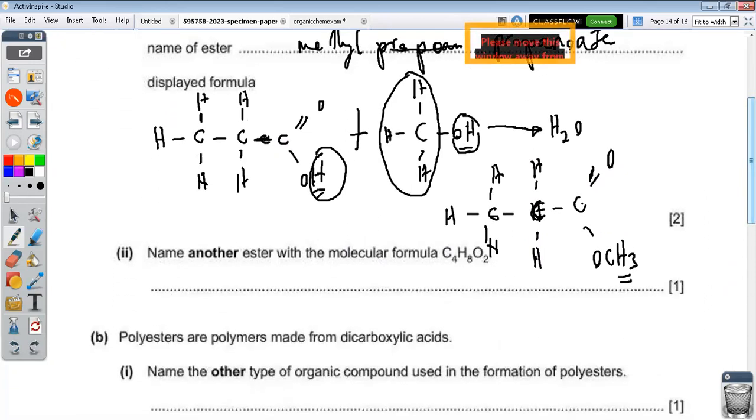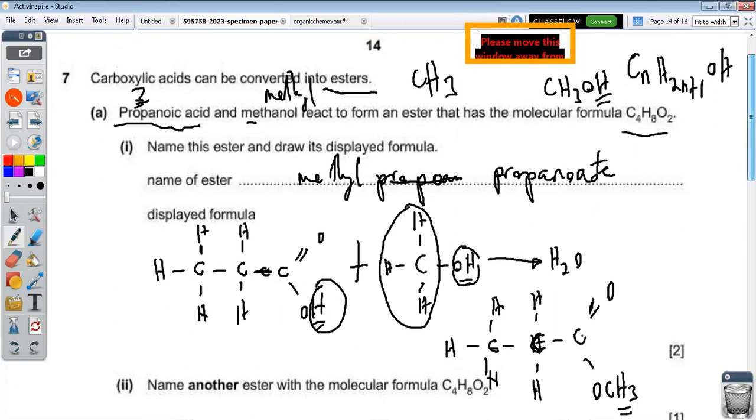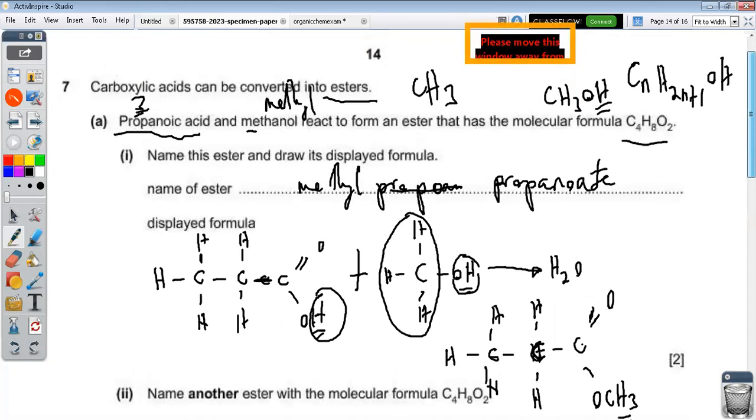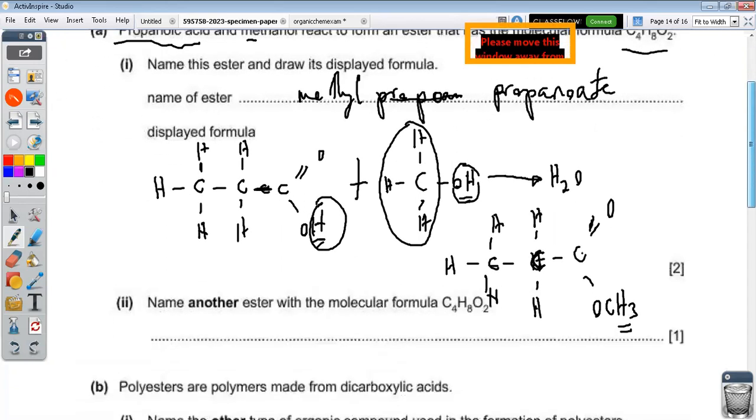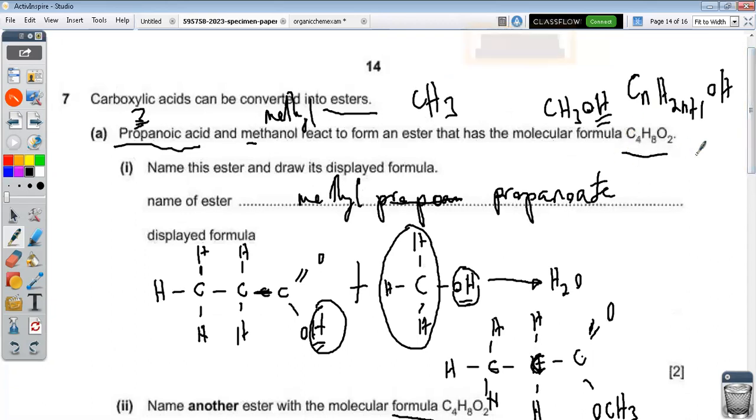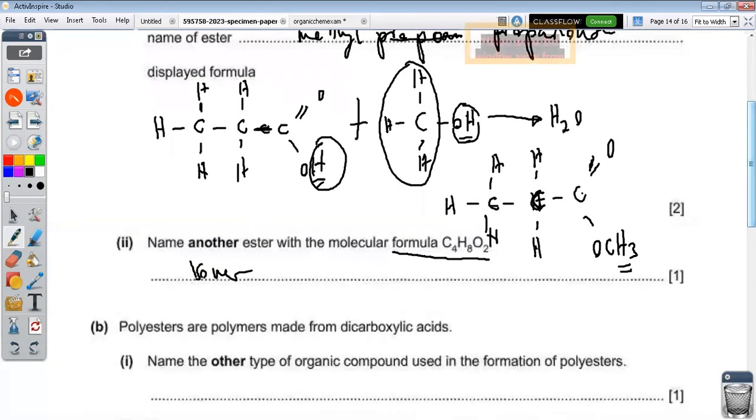Name another ester with the molecular formula C4. So you see the one that we're dealing with is what? C4H. Okay, so if it's another, it means the same. So it's an isomer because the same what? Same molecular formula. Can you see that? It's an isomer. So what could be an isomer of this? Let's think chemistry here. We have 1, 2, 3 here.